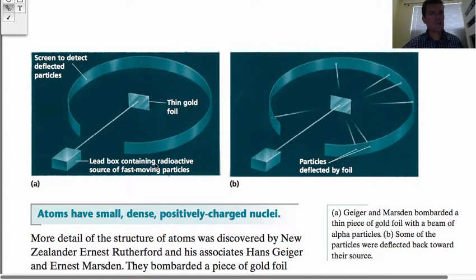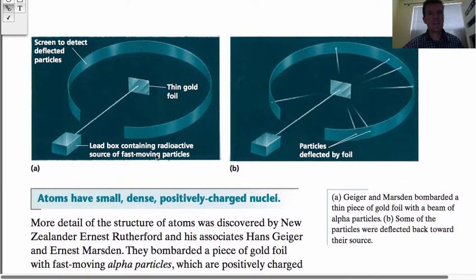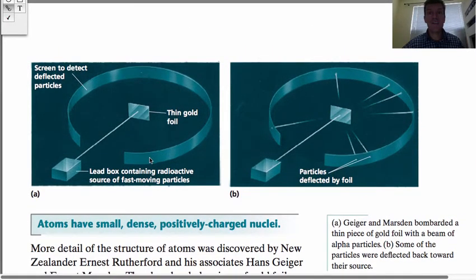Now, here's another experiment that you need to be aware of, and the concept behind it helps scientists understand that an atom is mostly empty space. The experiment was set up something like this. There is a very, very thin sheet of gold, extremely thin. This is your thin sheet of gold right here, and this source, this box right here, is providing a beam of very fast moving, highly charged, radioactive particles. That beam was shot directly at this thin piece of gold foil.